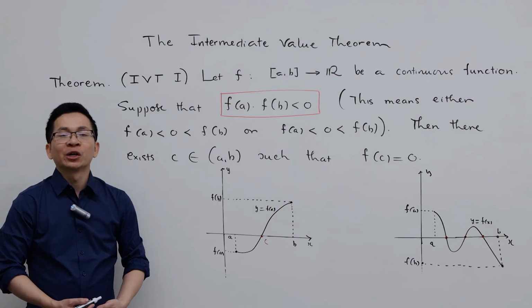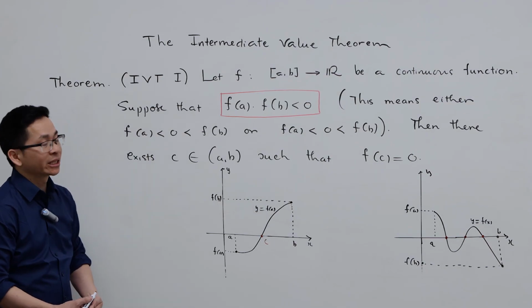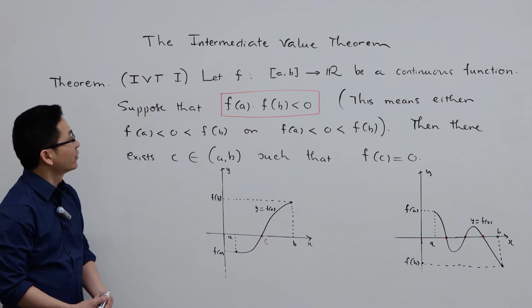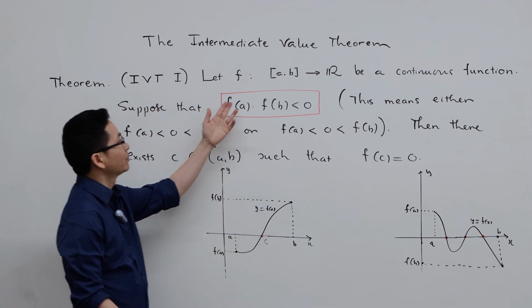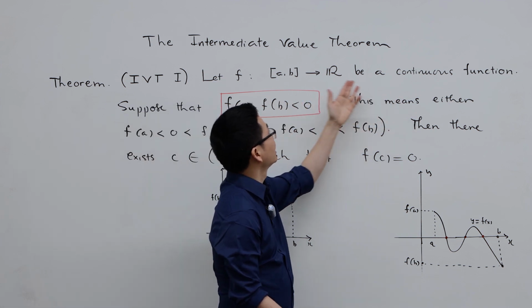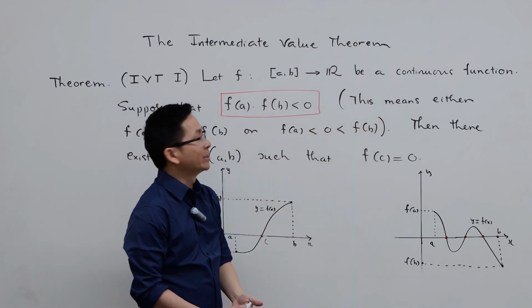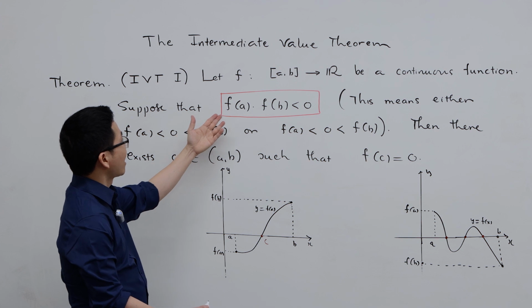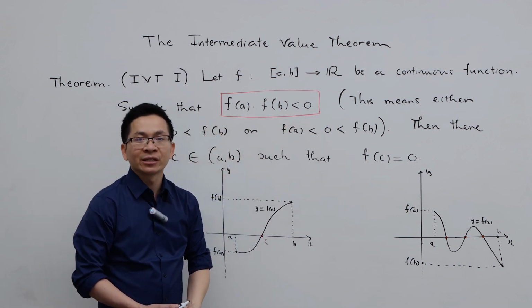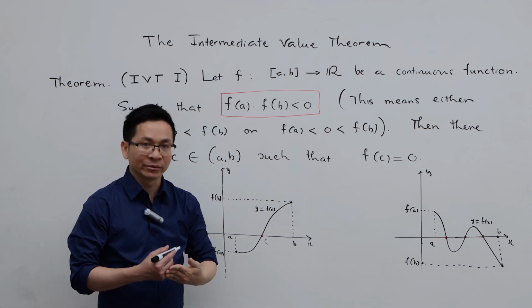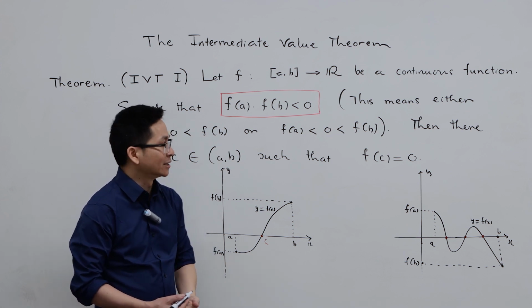In this video, I'm going to talk about the intermediate value theorem. The first version of the intermediate value theorem says that let f be a continuous function defined on the interval [a, b]. Suppose that f(a) times f(b) is less than 0. That means f(a) and f(b) have opposite sign.